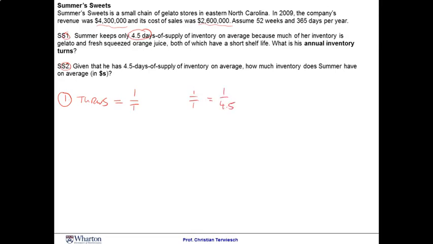Now, we have to be careful here with the units, because 4.5 is expressed in days. If we want to express this in terms of yearly turns, then we have to multiply with 365, and we're going to see that we're turning this inventory 81.4 times per year.